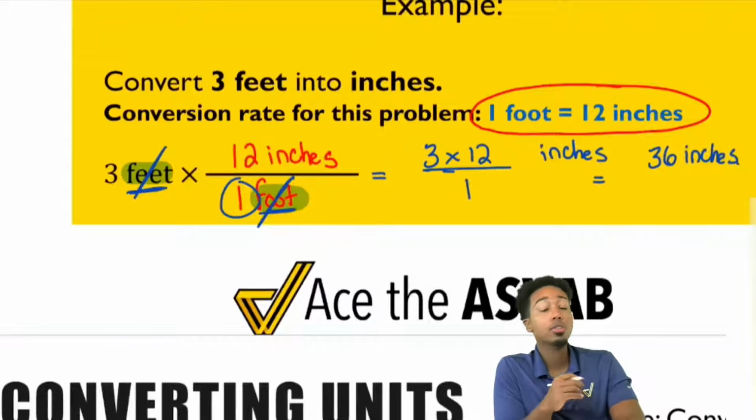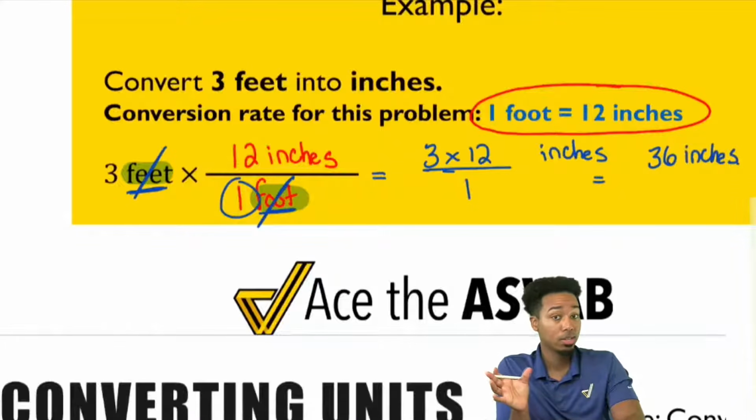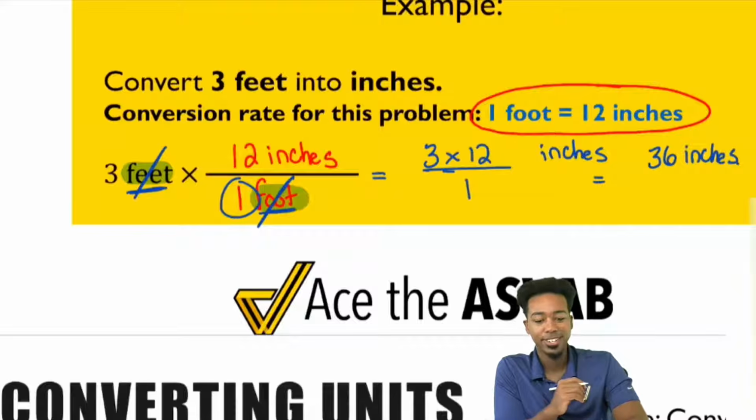Also, Alessa, we're talking about the units. Notice how the 3 and the 1 didn't cancel out. Just the unit, the foot canceled out. The numbers are still there. Yeah, the numbers are still there. You're good. That's a good question, though. That's a great question.